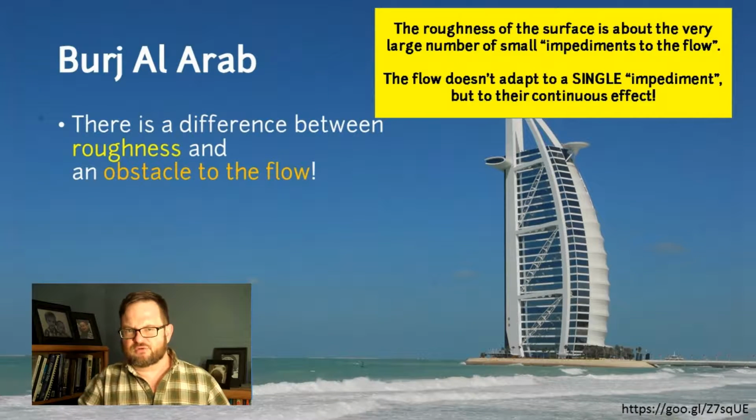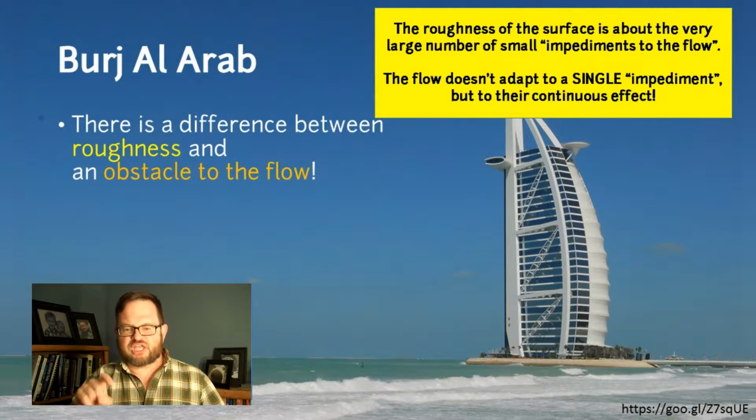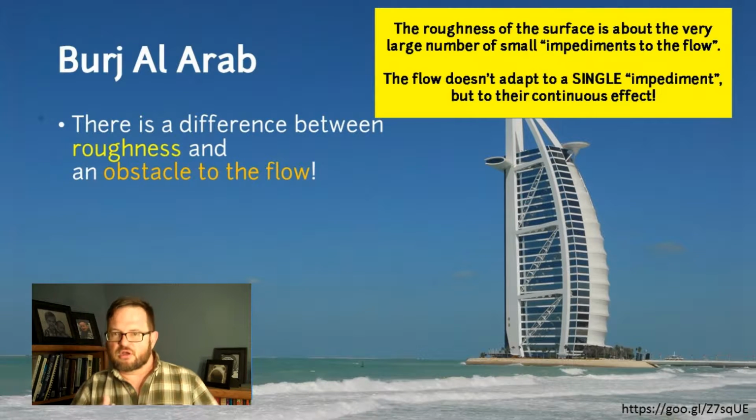Impediment here is not a technical word, by the way. I literally just typed out the word obstacle to the flow and then disliked it. Literally just hit F7 in PowerPoint and it suggested as a synonym impediment. Okay? And let's use the word impediment to the flow rather than obstacle to the flow when we're talking about roughness. So like waves on the ocean are an impediment to the flow.